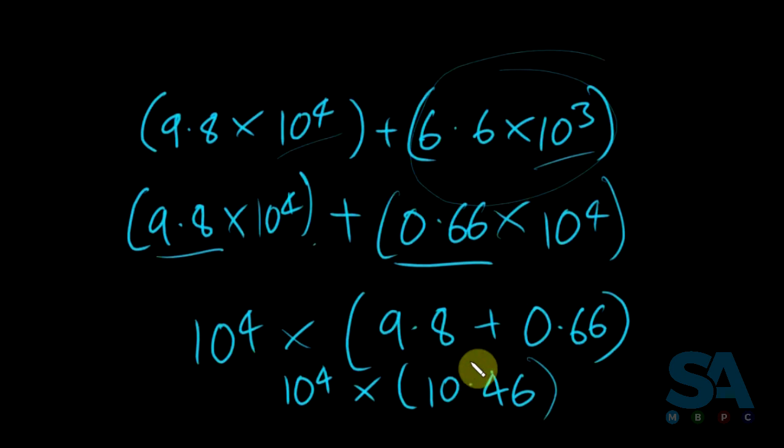Now 10.46 is greater than 10, so it's not a valid form of a. Therefore, we need to move this decimal point over one place to the left to make a valid. In doing so, the indices for this 10 here need to increase by 1 to become 5. So your final answer in standard form is going to be 1.046 times by 10 to the 5. So there you go. Here's some example questions for you to try.